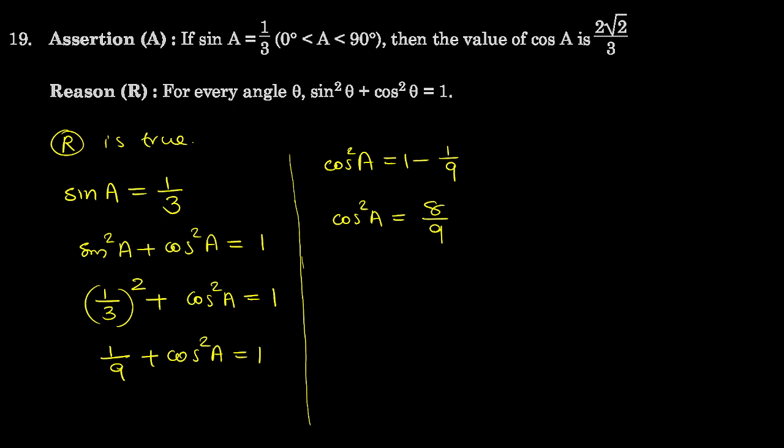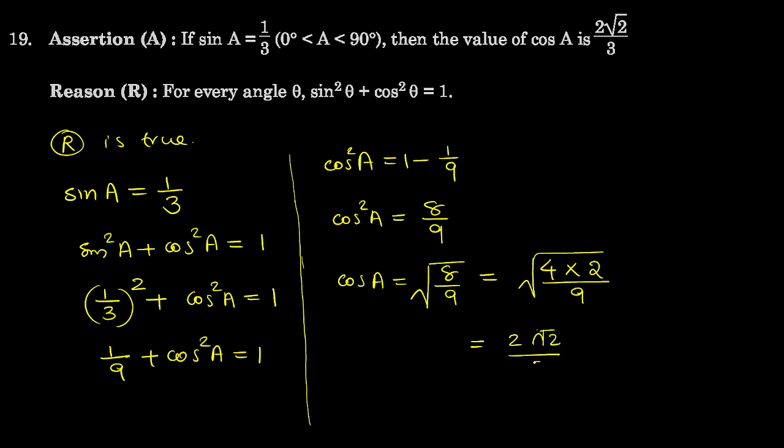Clear? Okay, all of you clear? Taking square root, cos A equal to root of 8 by 9. Root 8, you know that 8 is 4 into 2. In the next step I will write root 8, 8 is 4 into 2. Taking square roots, you will get 2 root 2 by 3. So assertion is true, correct? Clear?